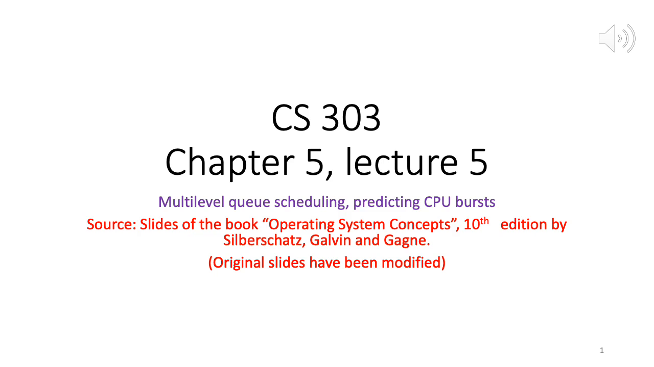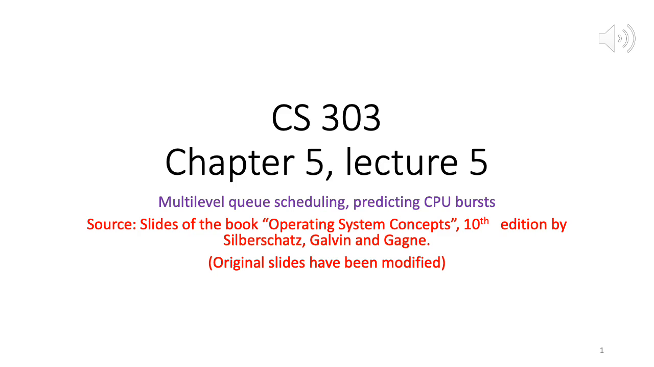So as you can see, this is quite a rich area in terms of the kind of research that has been done. Many algorithms have been proposed. We are only looking at some of the most important ones. A lot of work has been done in this scheduling area. So today we look at two major topics: multi-level queue scheduling and predicting CPU bursts.